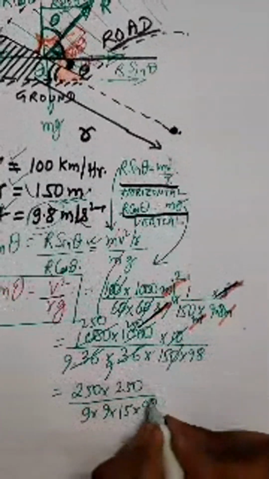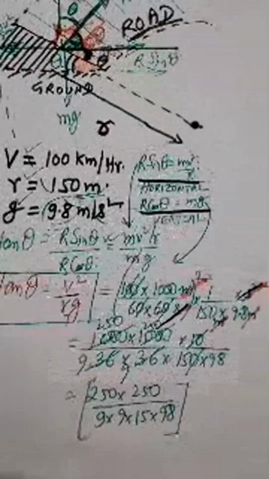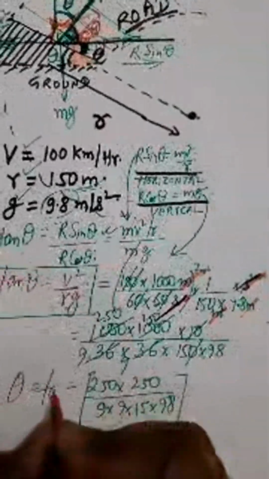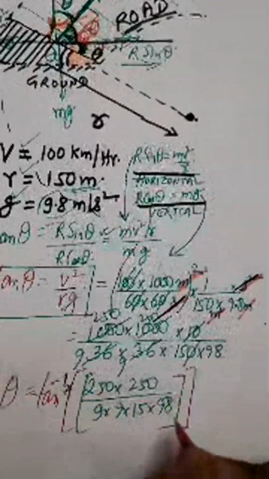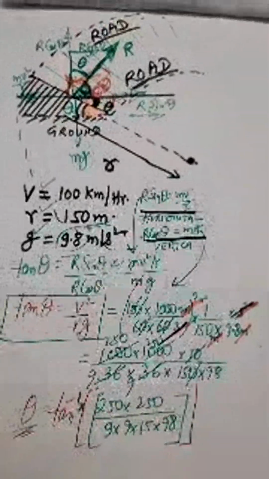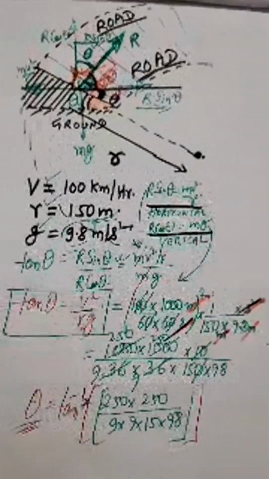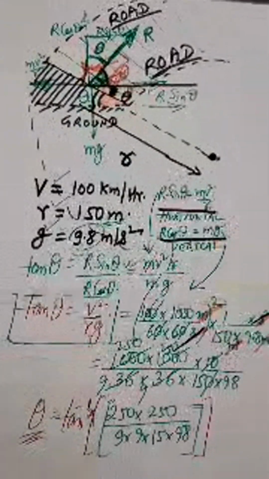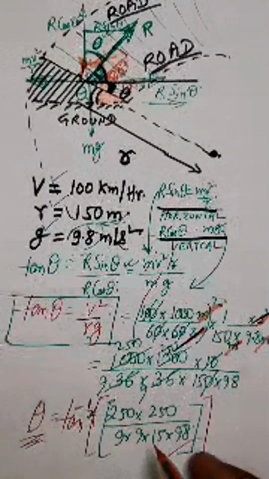This will give you the value, and when you take tan inverse of that value, you will get the value of theta, which is your banking. So this is the banking of the road which we have calculated. I hope you like the solution. If you find it useful, you can simply like and subscribe. Yes, I hope you understand how this question is solved.